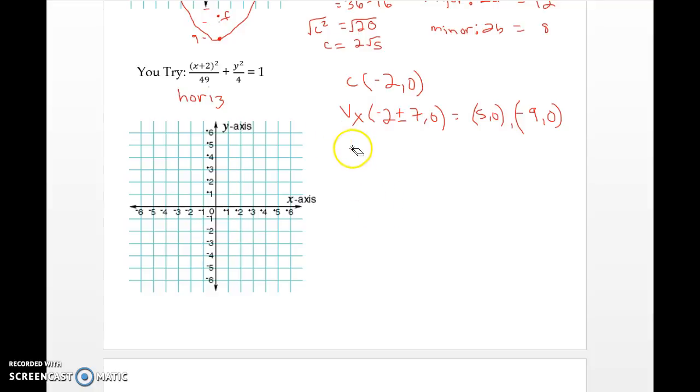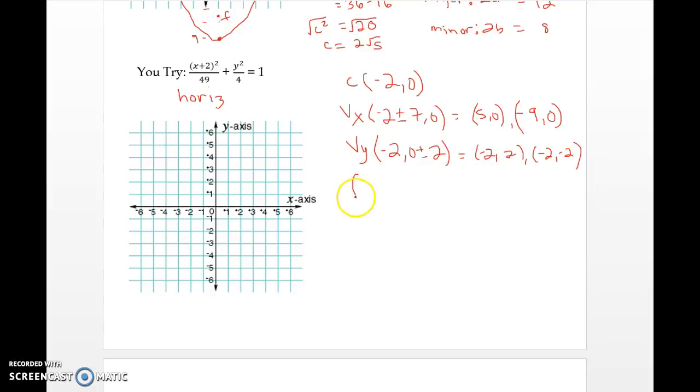Then we want to find the v sub y, my y vertices, or my co-vertices. So that's negative 2 comma 0 plus or minus, we look at what's under the y, 4, and the square root of 4 is 2. And if you want to write it out, that would be negative 2 comma positive 2 and negative 2 comma negative 2.